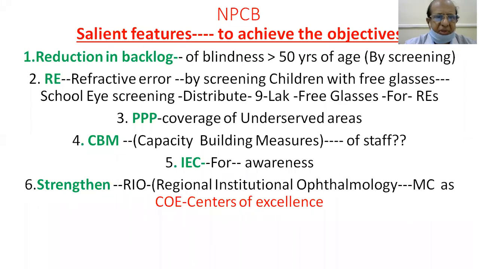The staff of the ophthalmology centers, like primary, secondary, tertiary, should be given capacity building measures. They should be enriched with capacity building by training and also hands-on experience, and so on. IEC for awareness. Strengthen regional institutional ophthalmology and medical colleges as COE, centers of excellence. One is medical college, another is regional institutional ophthalmology. They should be strengthened as centers of excellence, COE.